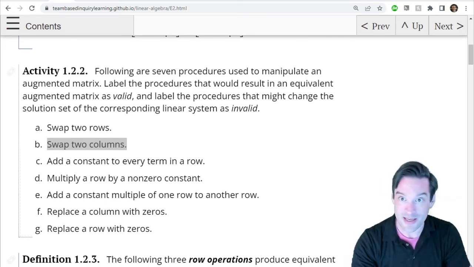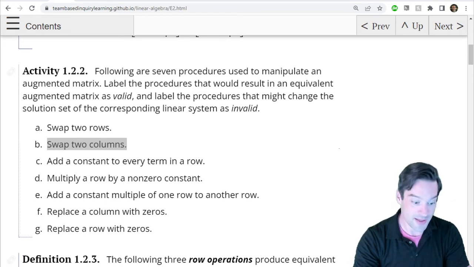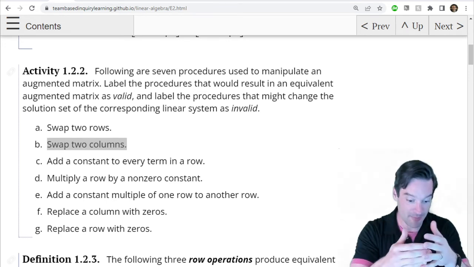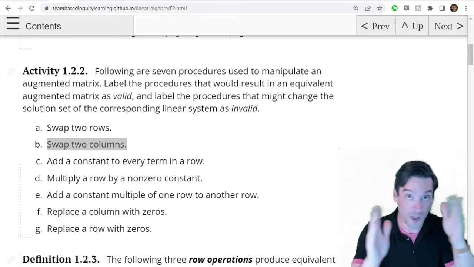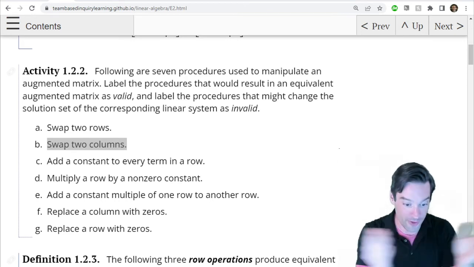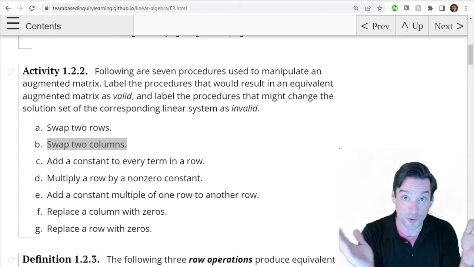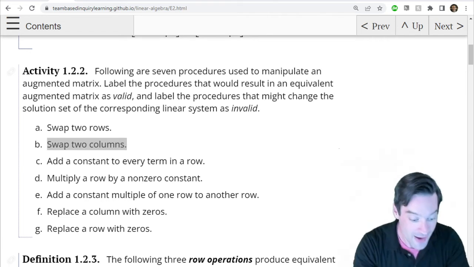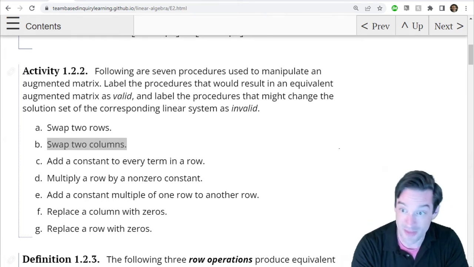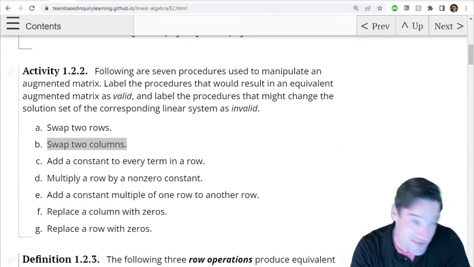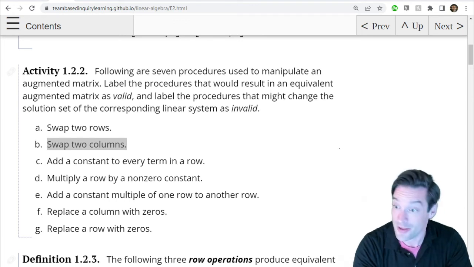Unless we get so lucky as to have a solution set that consists only of multiples of 1, 1, 1, or something like that, where all the numbers, all the coordinates, have to be the same. Then it wouldn't notice. But it's not something that we should ever do if we don't already know what the solution set is, because swapping the variables does change the nature of our solution set.